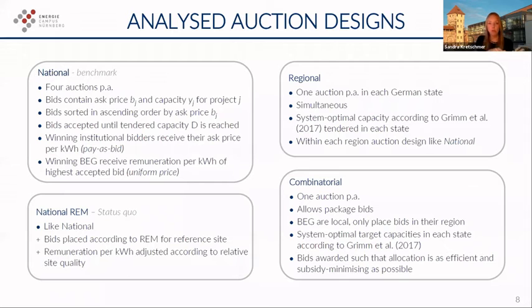The winning institutional bidders then receive their ask price, so pay as bid, and the winning BEGs receive the remuneration of the highest accepted bid, so uniform price.